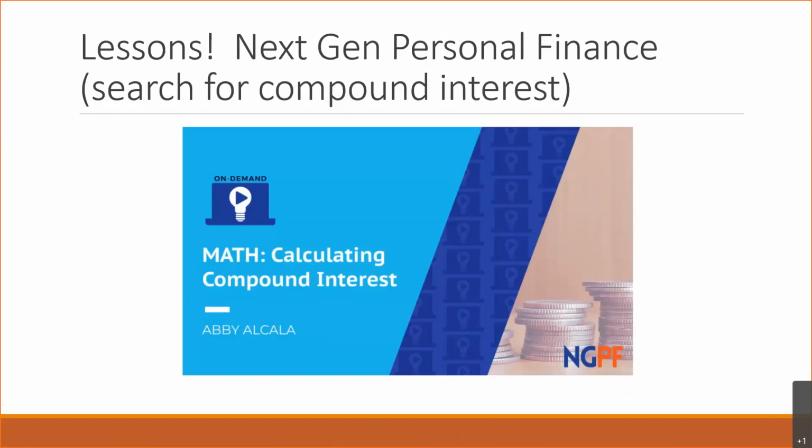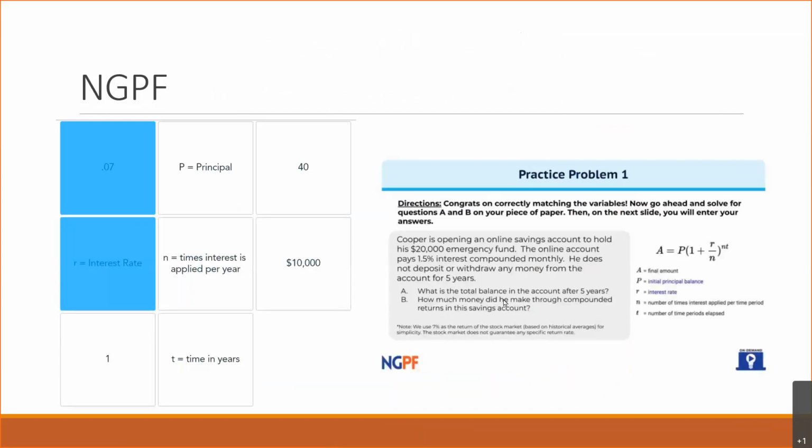And so you go to Next Gen Personal Finance, and you all are from Palm Beach County Schools, and I know that Aaron Standish has probably introduced you to the Next Gen Personal Finance website, or certainly will before you get done with this boot camp. But you go to their site, you search for compound interest, and you find this math lesson, Calculating Compound Interest, and it's kind of fun, in the sense that the kids can go there, and they have a little game, and part of it is just using the formula, right?